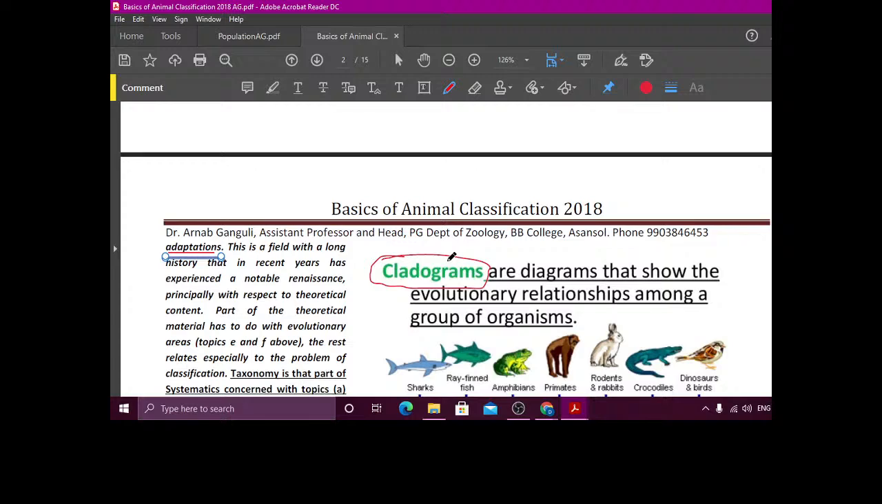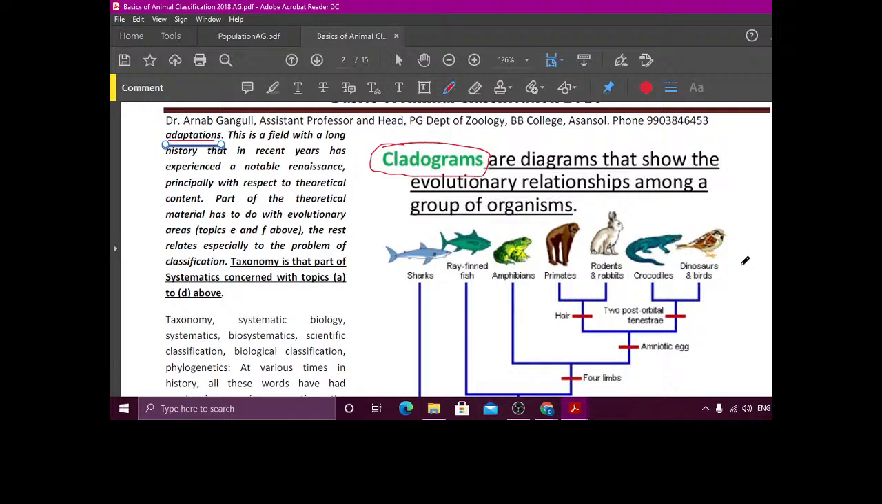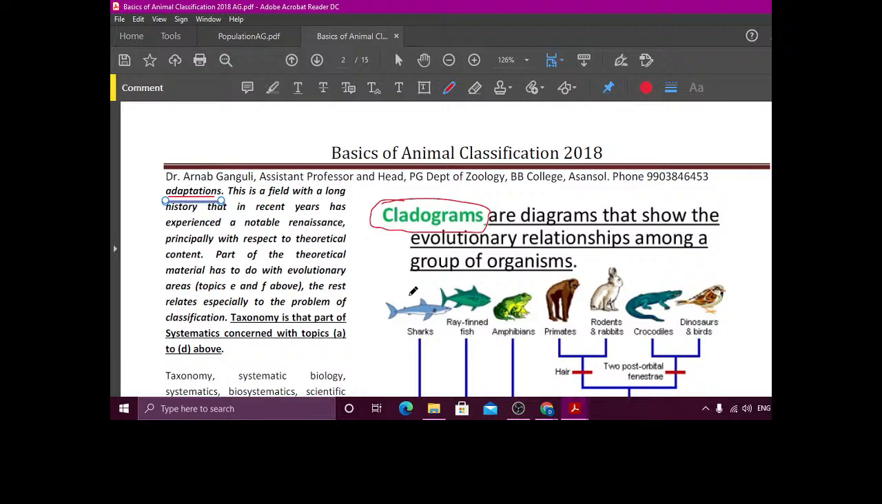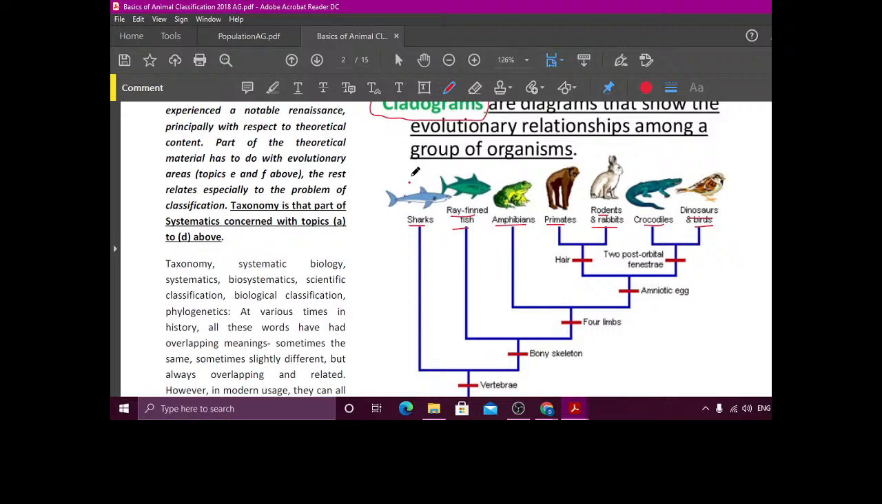Cladograms are diagrams that show evolutionary relationships among a group of organisms. For example, I'm naming certain groups of organisms: one is shark, one is ray-finned fish, one is amphibians, then primates, rodents, rabbits, crocodiles, dinosaurs, and birds. Now, what is the relationship between all of these organisms? How do you find the relationship between all of these organisms?